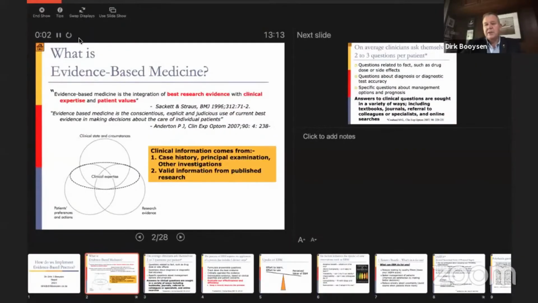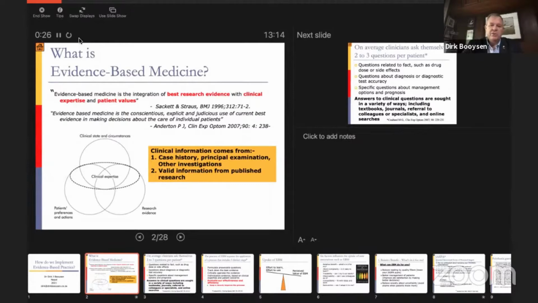That should be better. All right, so evidence-based medicine is the integration of best research evidence with clinical expertise and patient values. So what you do is you go and look at the research and then you bring it into your practice, and that's actually what it's all about. The other definition is the conscientious, explicit and judicious use of current best evidence in making decisions about the care of individual patients.